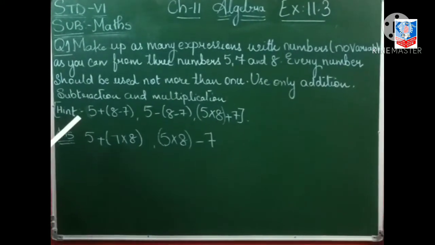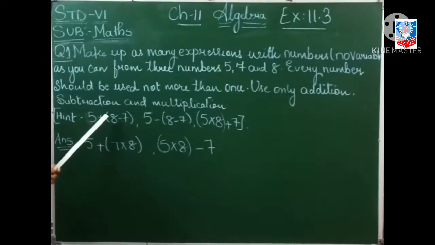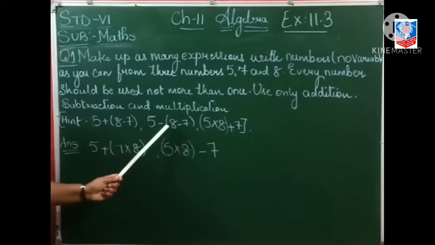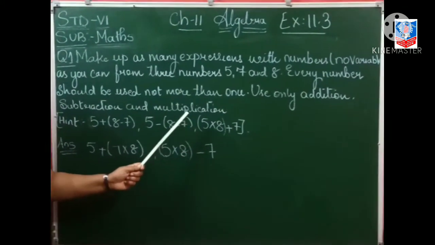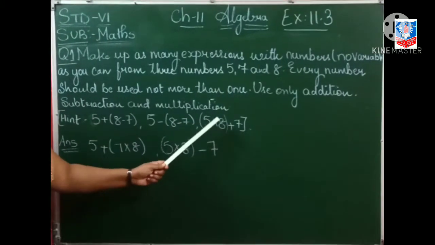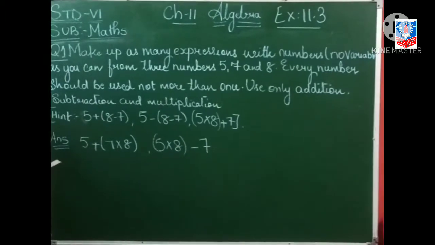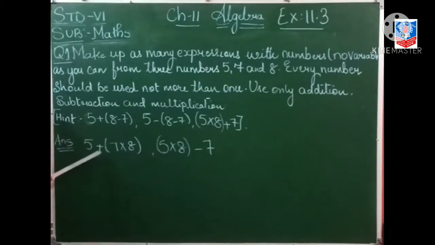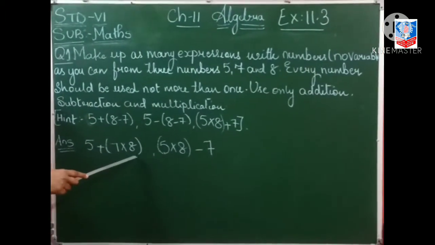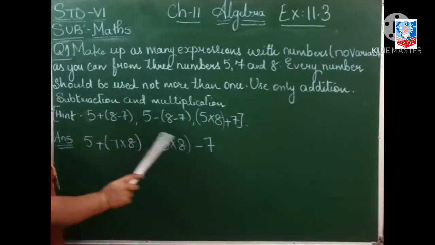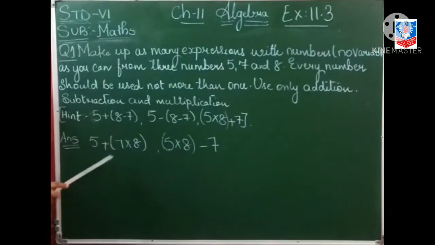For example, see: 5 plus (8 minus 7), 5 minus (8 minus 7), (5 into 8) plus 7. Next, 5 plus 7 into 8, and 5 into 8 minus 7. These are the expressions which I have done for you.